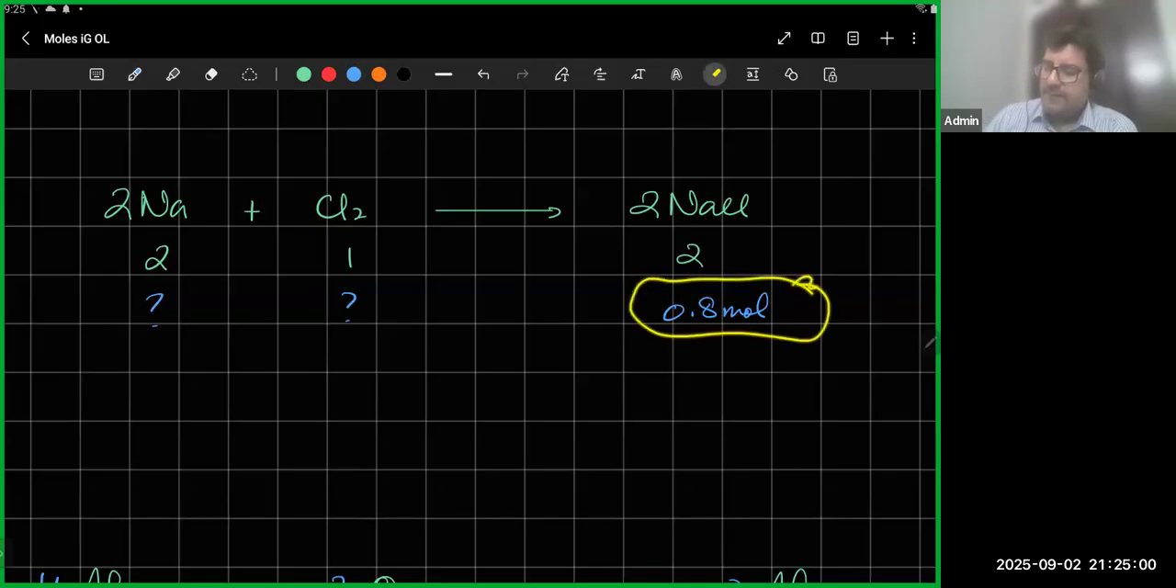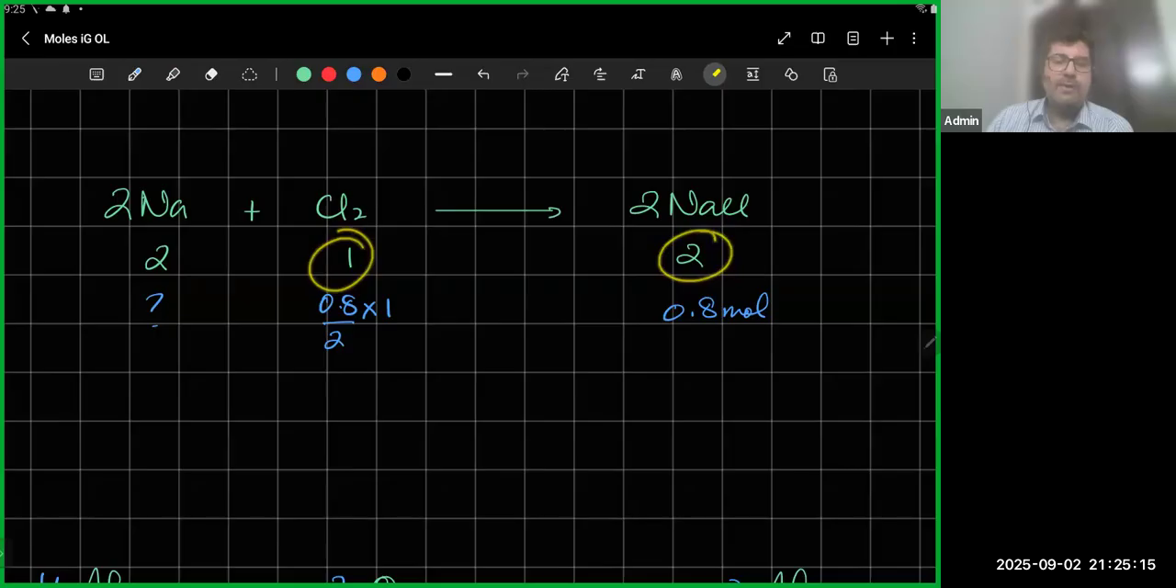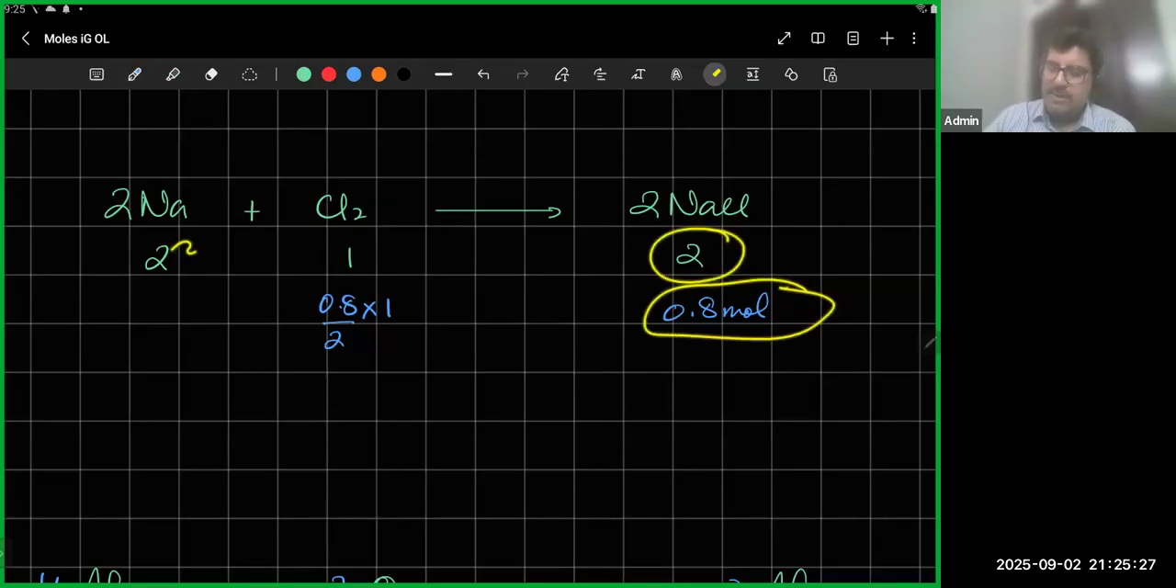Take the known moles, divide it by its own ratio, multiply it by the other substance's ratio. So I'm going to take 0.8, divide it by 2, and multiply by 1. You get 0.8 divided by 2 times 1. So much quicker, instead of doing all that ratio thing. The other one, I want to find that one. Take the known moles, divide by its ratio, multiply it by the other ratio. So that will pretty much give me the same answer. So it's going to be 0.8 divided by 2 times 2.